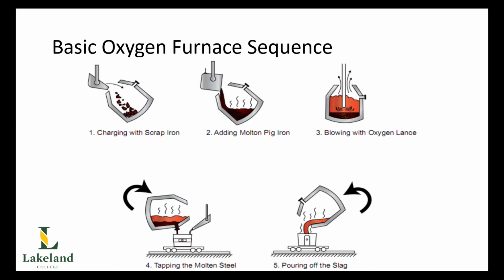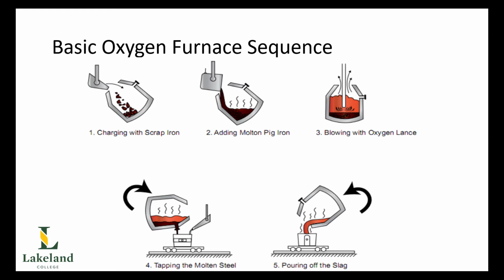Now, of course, in step number 3, any other alloys or elements can also be added to create a custom-made alloy. And all this takes place in about a 45-minute period, compared to the several hours that the open hearth process took. Once we've created our batch, the basic oxygen furnace is tilted and tapped, where all that molten steel is free to run out, as well as the slag being removed.